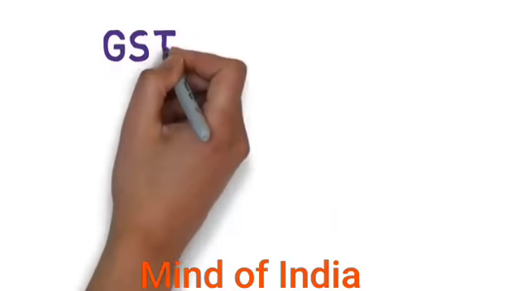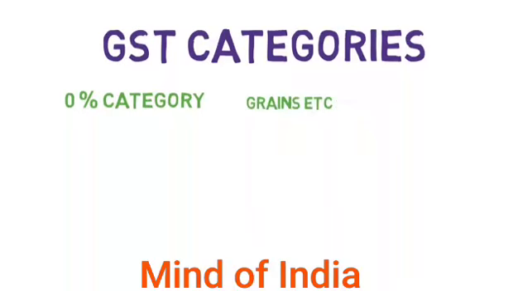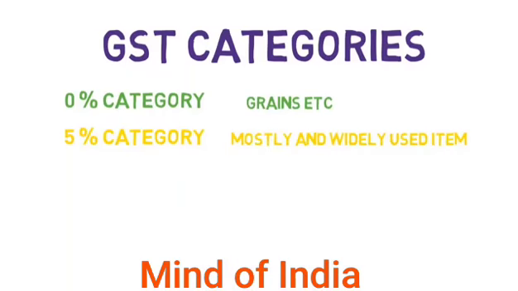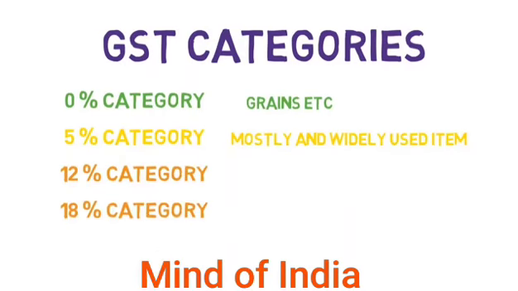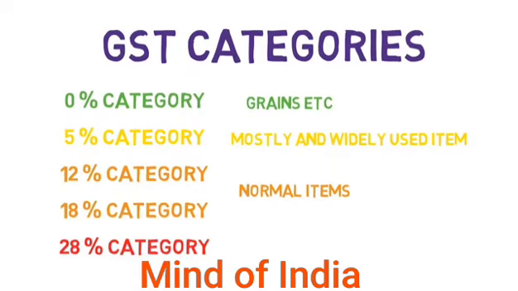We will also have 5 categories in GST in India. A 0% category, which will apply on food grains etc. A 5% category, which will apply on mostly and widely used items. A 12 and 18% category, which will apply on items which are normally used. And a 28% category, which will apply on luxurious items.